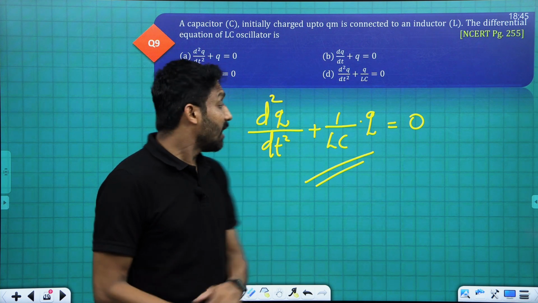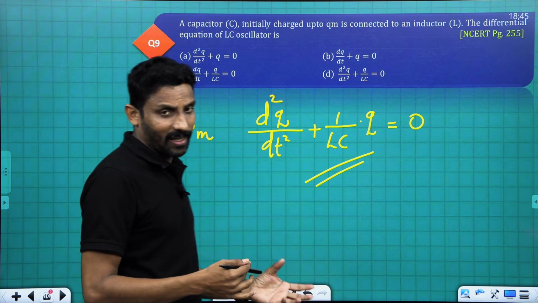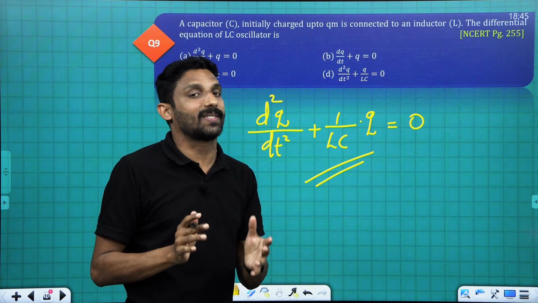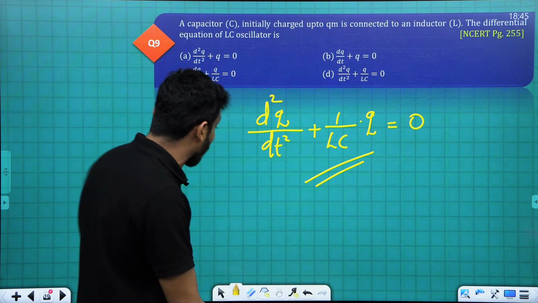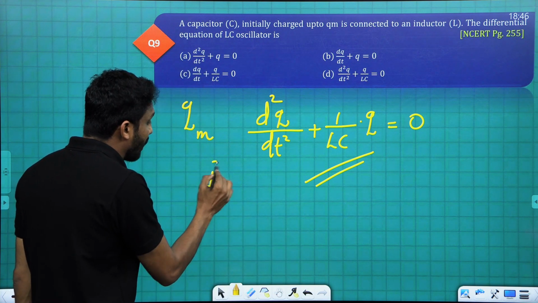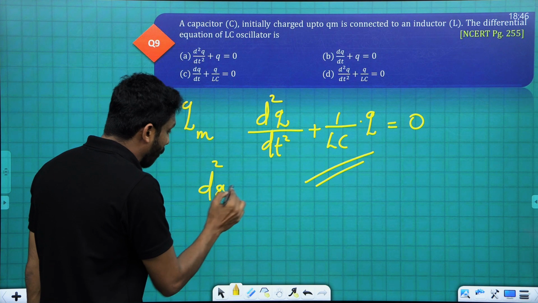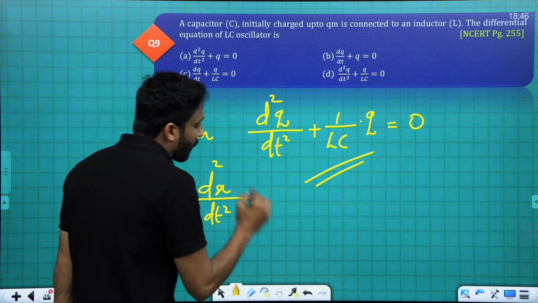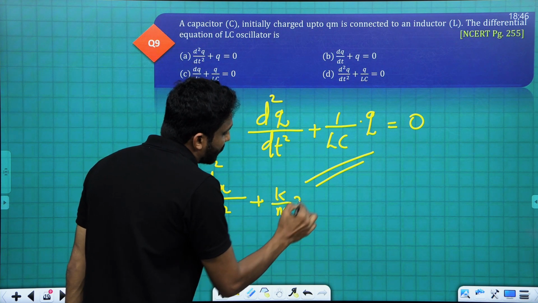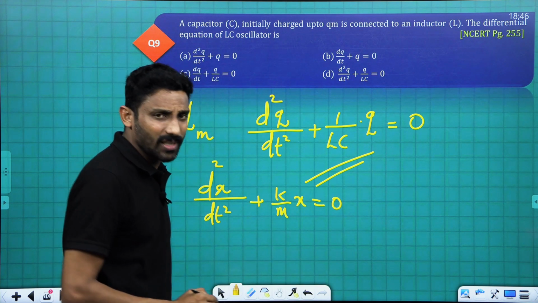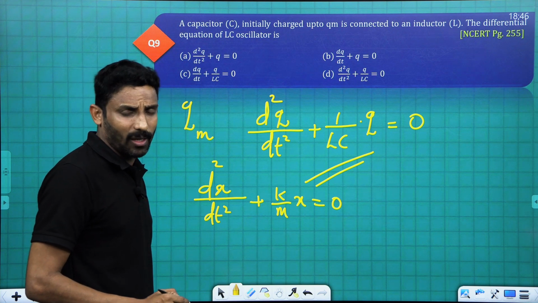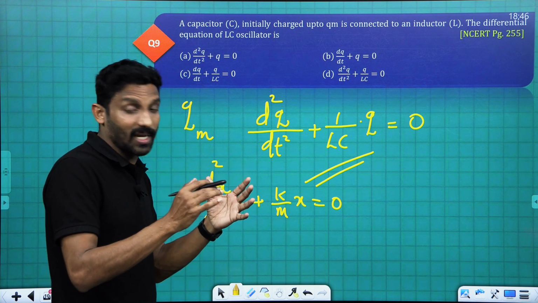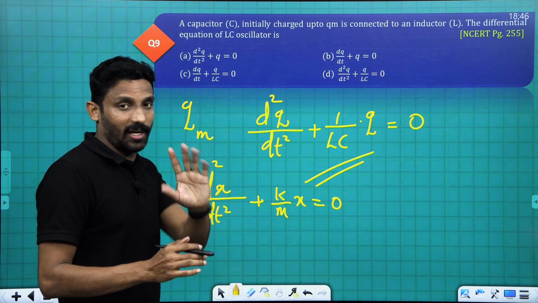Clear? In the case of mechanical oscillation, as we discussed in the earlier question, in the case of spring block system, what was the second order differential equation there? It was d square x by dt square plus k by m into x is equal to 0. This was the equation in the case of mechanical oscillation, studied in the oscillation chapter in the 11th standard.